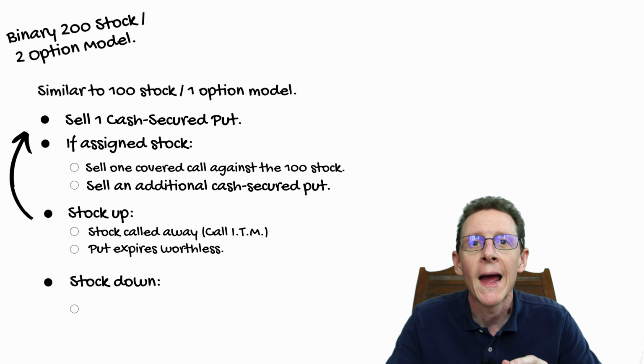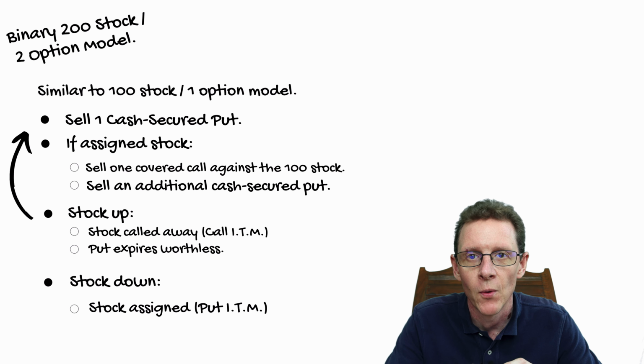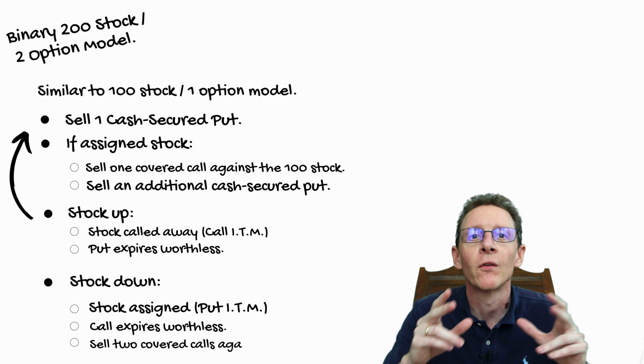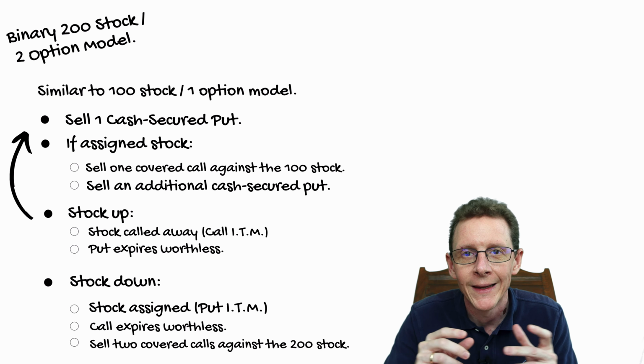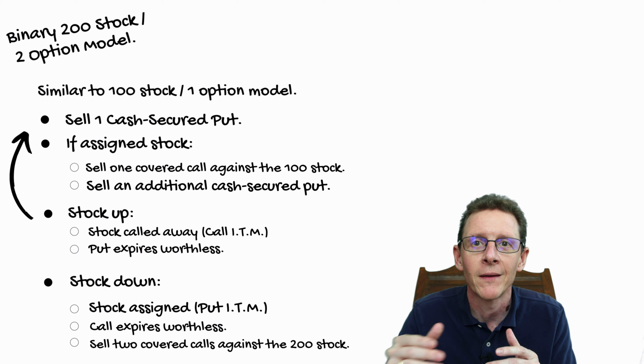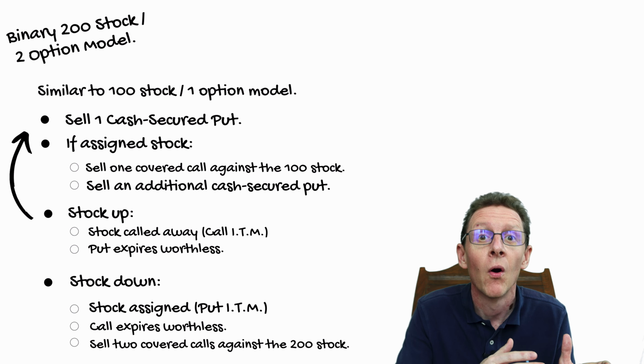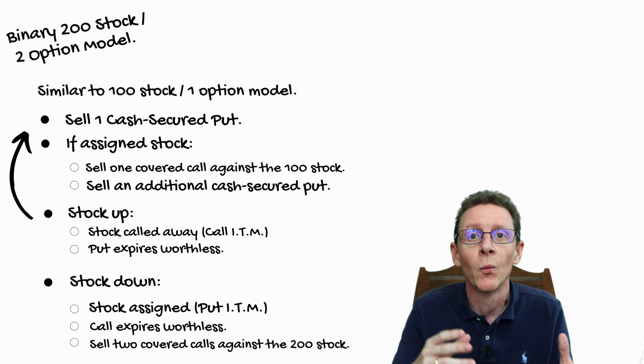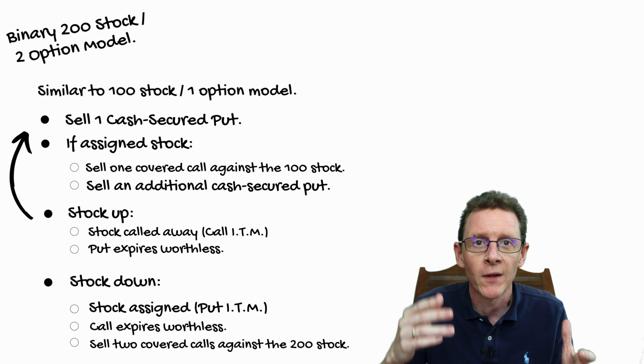If the stock goes down, we are assigned and now hold 200 shares. The call option expires worthless and we collect an additional premium. We now sell 2 calls in the next cycle against these shares and expect our stock to either be called away or for our calls to expire worthless. Whether the stock goes up or down will determine our next move, but I hope you understand how the basic cycle works now.